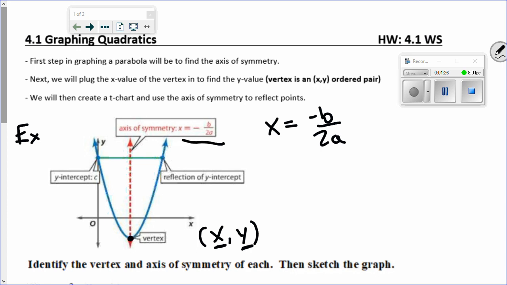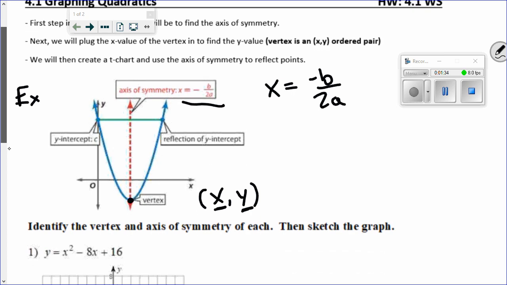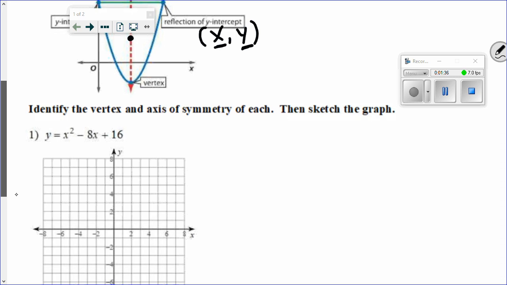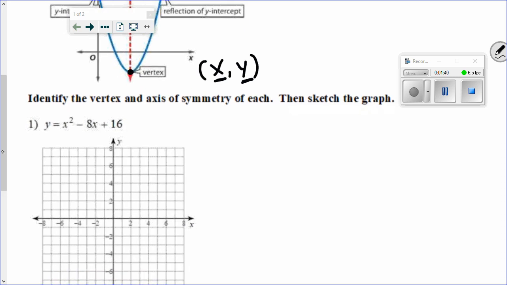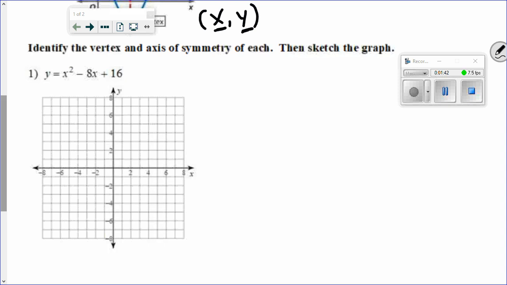After we do that, we're just going to create a t-chart and use the axis of symmetry, which reflects points, to help us graph these parabolas. This isn't anything that's new to you guys. You've done this before in Algebra 1. We'll just be taking a quick look at it again today. So in these problems, we're identifying the vertex and axis of symmetry of each, and then we'll sketch the graph.